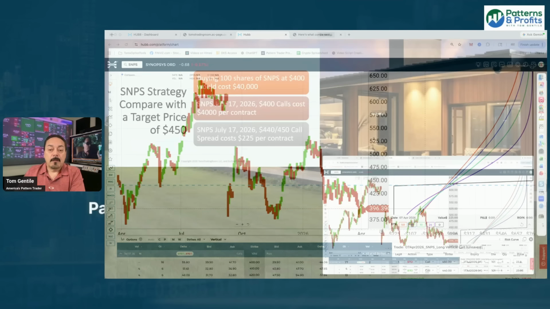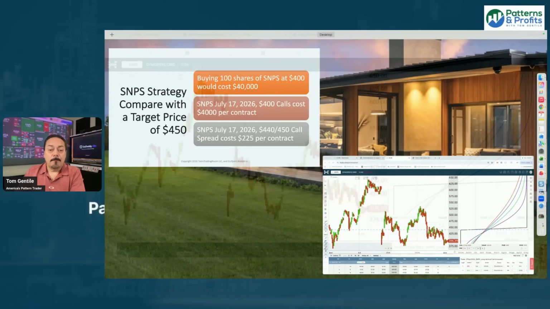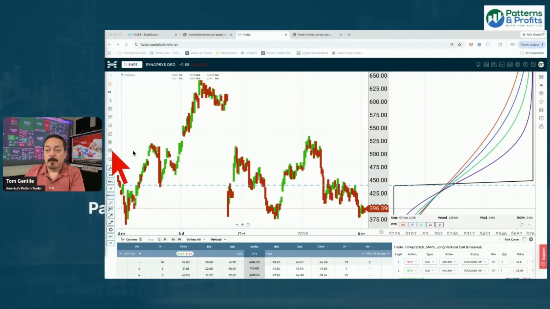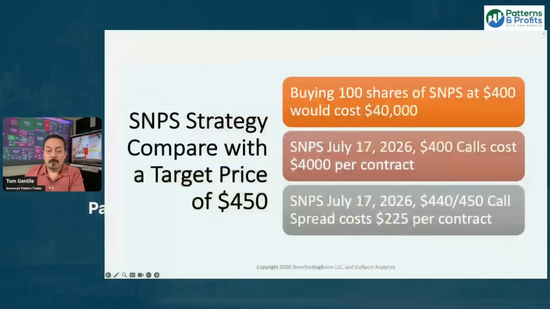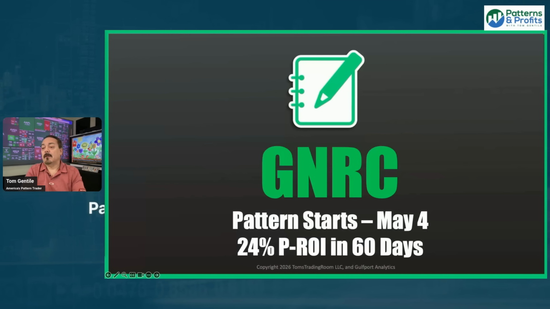That's what we do. So from there, let's talk about the other two, and then I'm going to go through these a little quicker because they don't happen until May and June. My second pattern starts on May 4th. That is Generac. You know what Generac makes? They make the machines that give you portable power in the event of a power outage. Generac pattern starts May 4th.